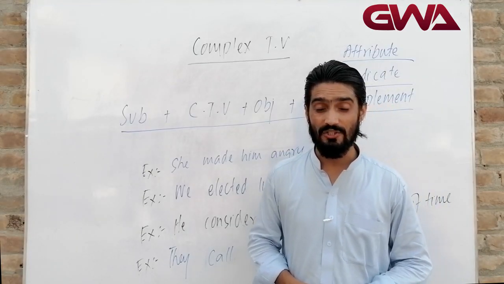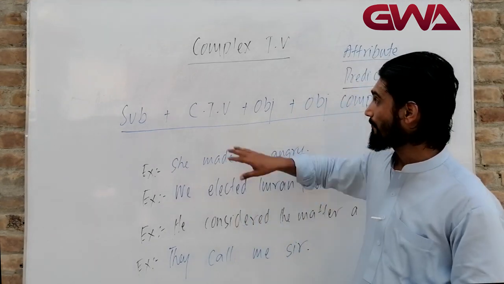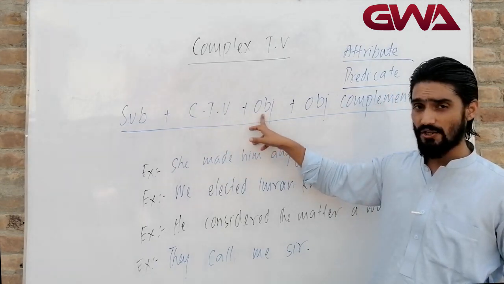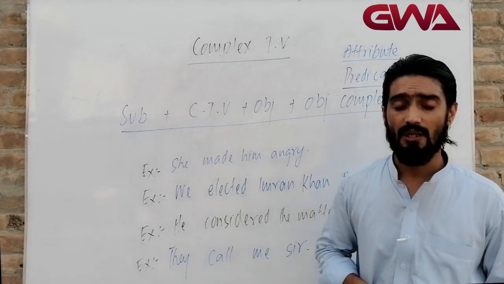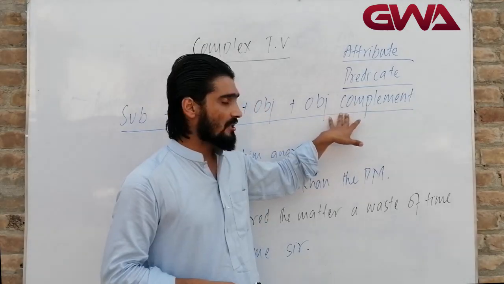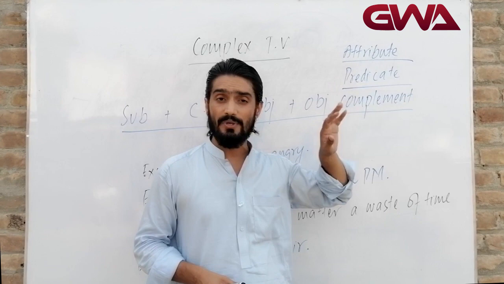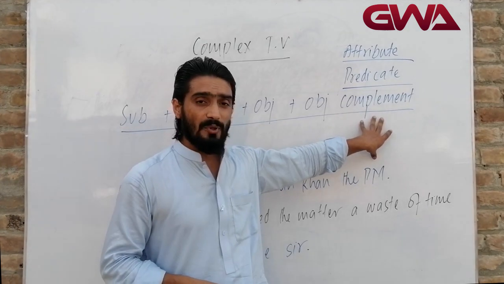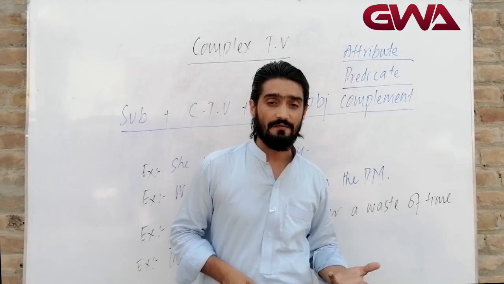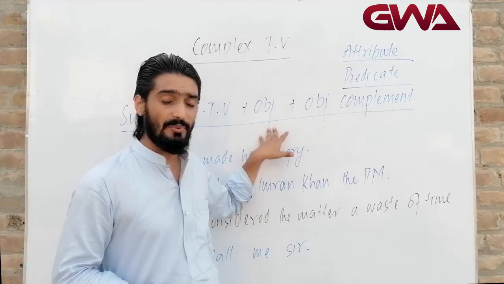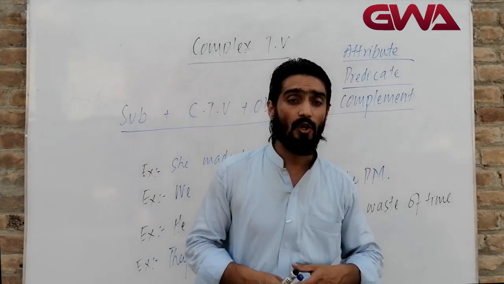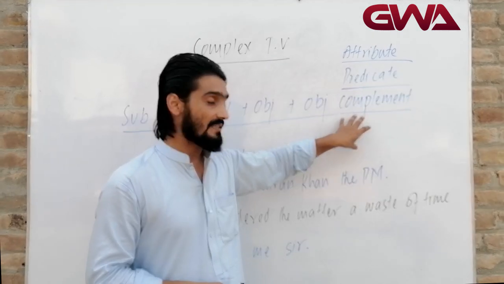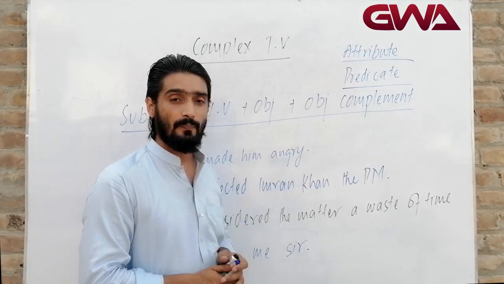The fourth one is the complex transitive verb. Complex transitive verbs take an object and an object complement. Object complement can also be called object predicate or object attribute. Complement is a noun or an adjective which completes the meaning of an object or subject. In this case, this complement will complete the meaning of an object.